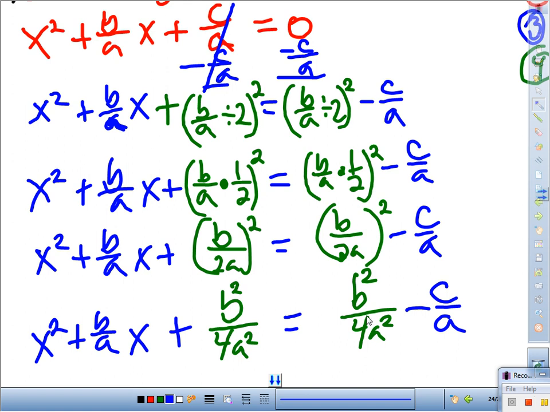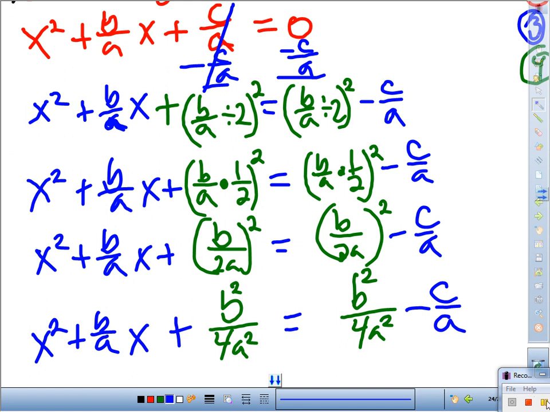Why did I write it twice? Because I'm simplifying all the way through. Copy that, please. That's step 4, and I'm still not done. I'm almost done with step 4.